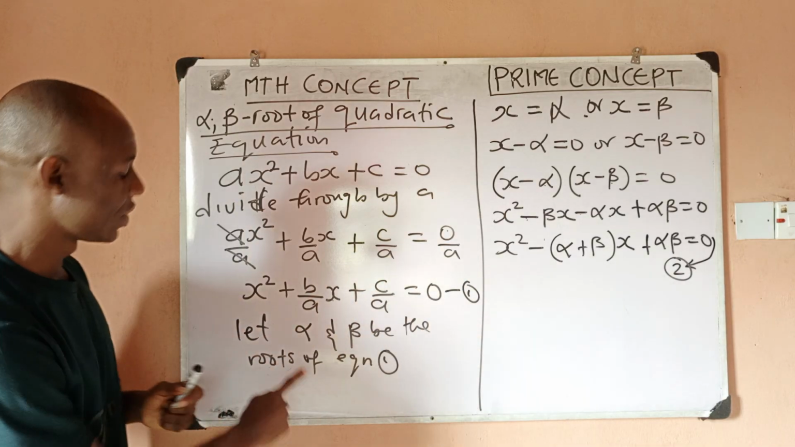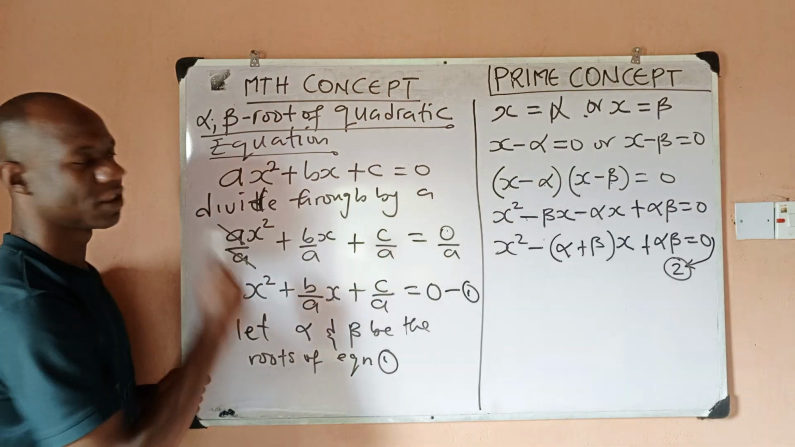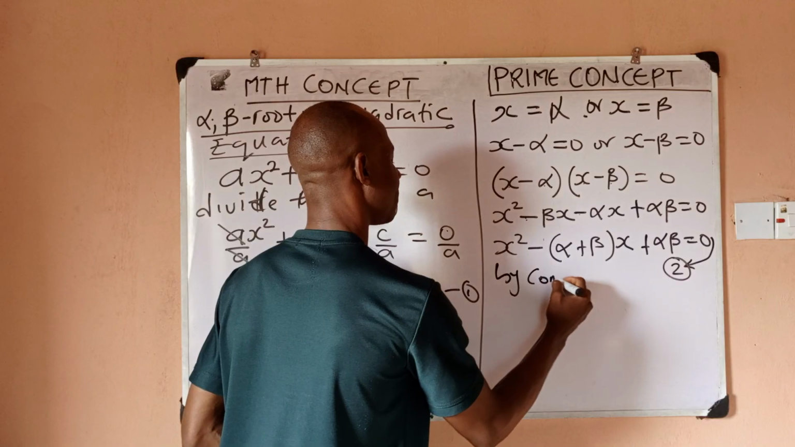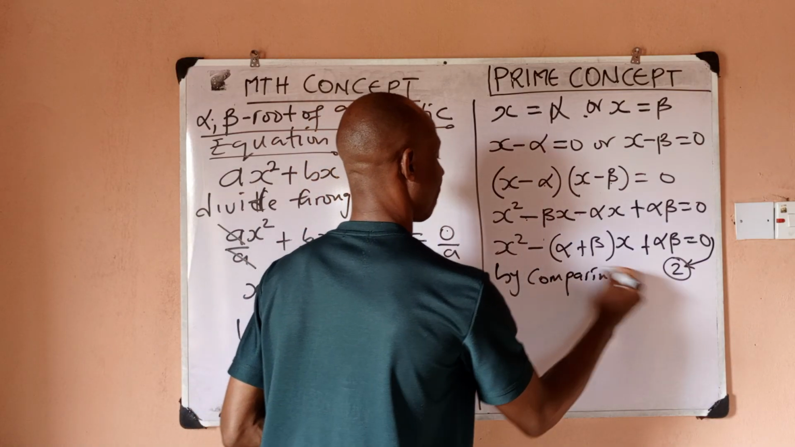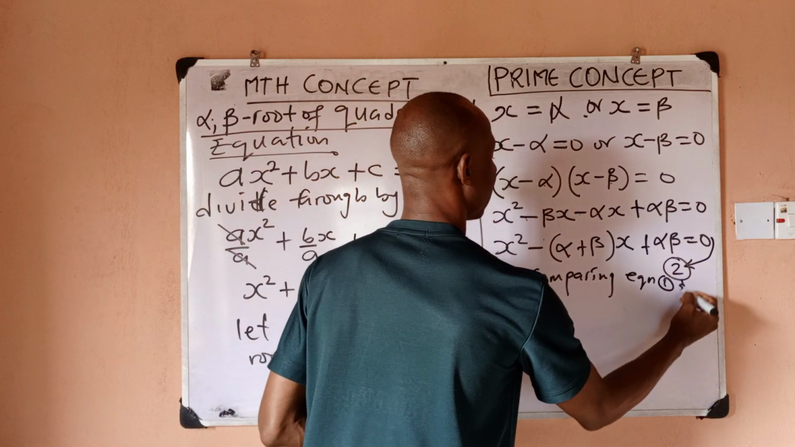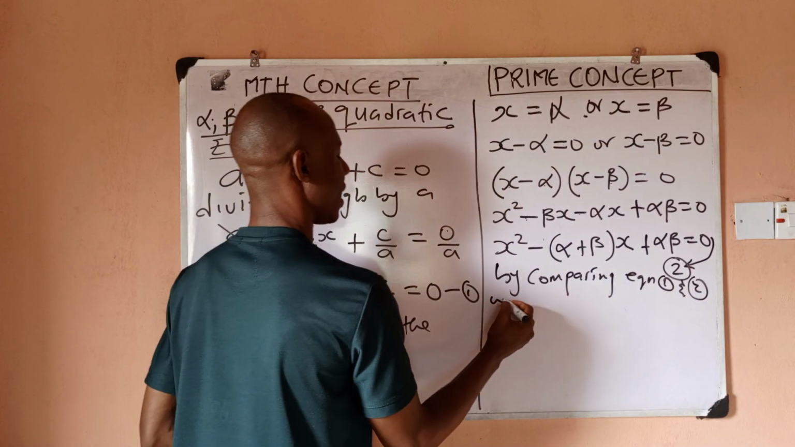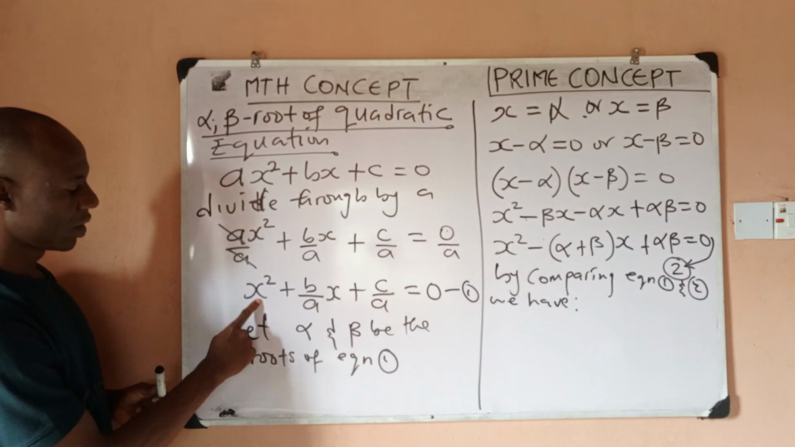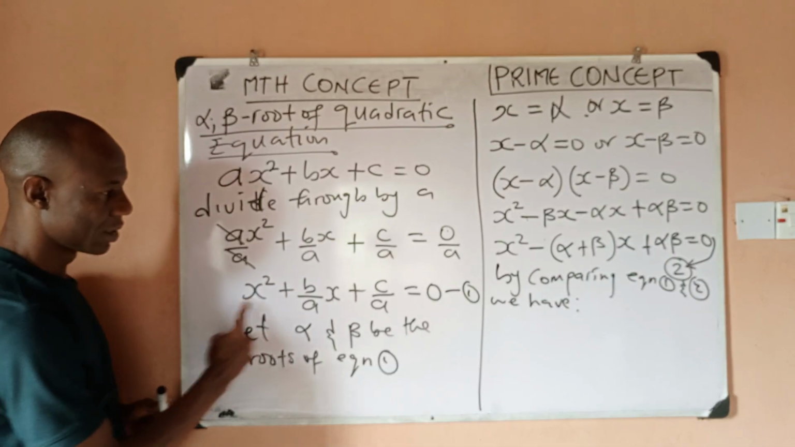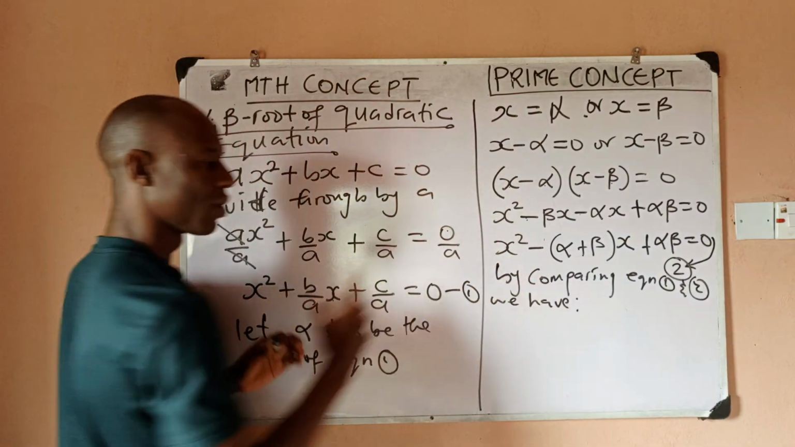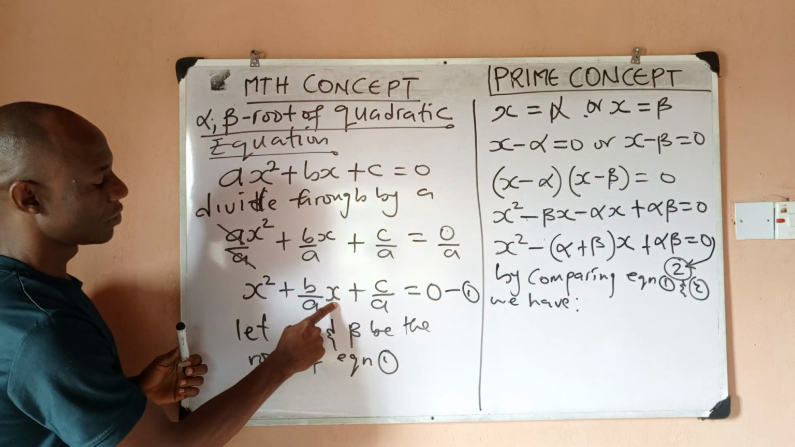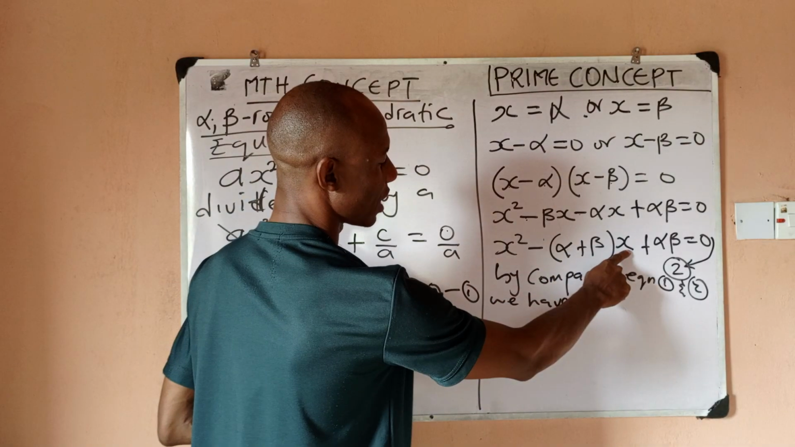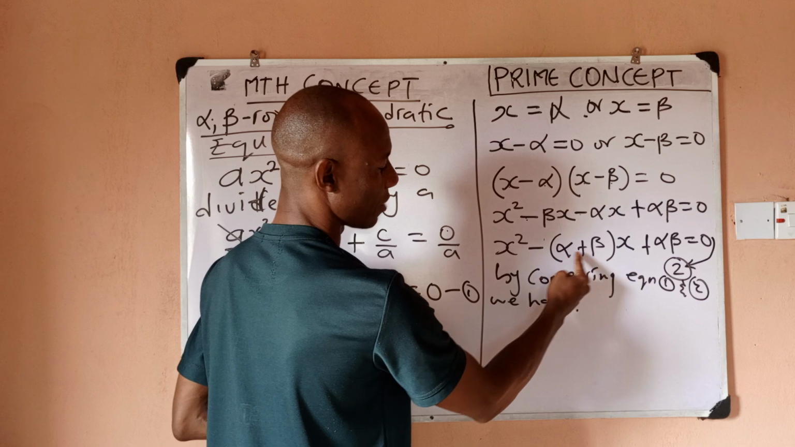And remember, we have established that alpha and beta are the roots of this particular equation. So by comparing equation 1 and 2, the coefficient of x squared in this case is 1, and the coefficient of x squared in this case is 1, so it is sufficient to compare them. Now the coefficient of x here is b over a, while the coefficient of x here is minus alpha plus beta.